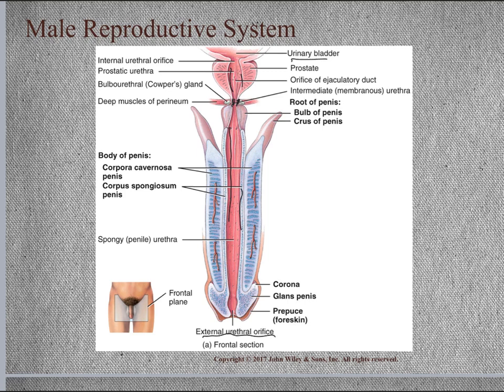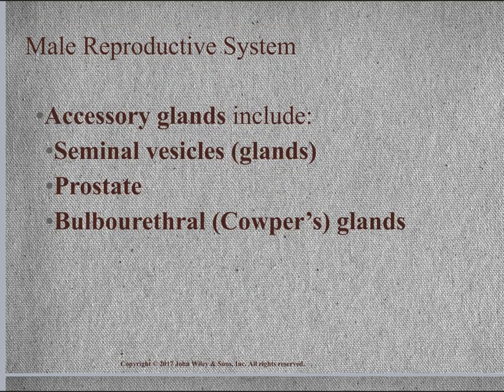Now we can talk about the meat and potatoes of the system, the accessory glands, which include the seminal vesicles, the prostate, and the bulbourethral gland, also known as Cowper's glands.